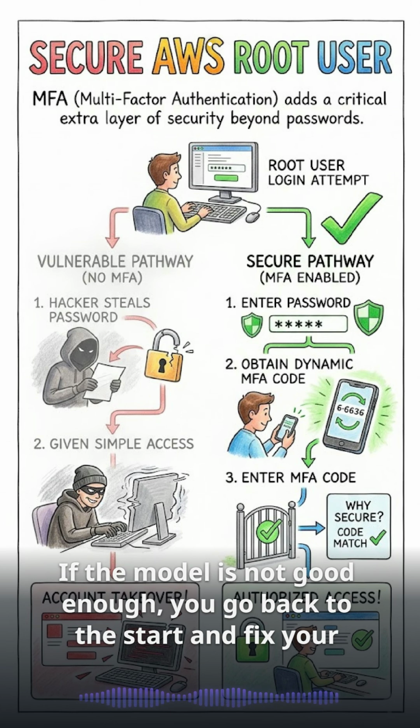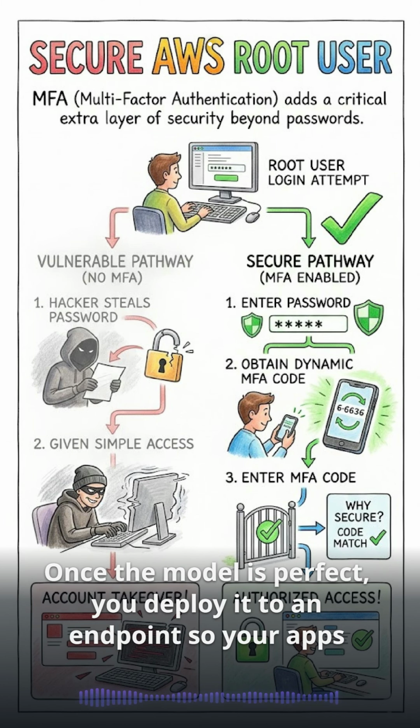If the model is not good enough, you go back to the start and fix your data. Train, test, fix, repeat, is the cycle we follow to get the best machine learning results. Once the model is perfect, you deploy it to an endpoint so your apps can start using it. An endpoint is like a private web address that your application calls to get a quick prediction.